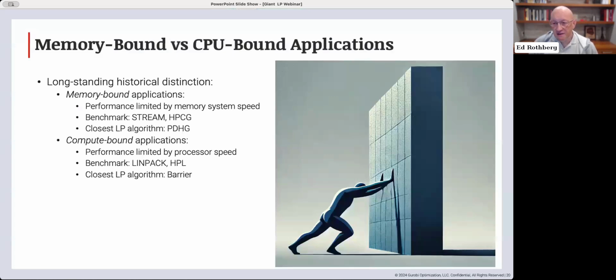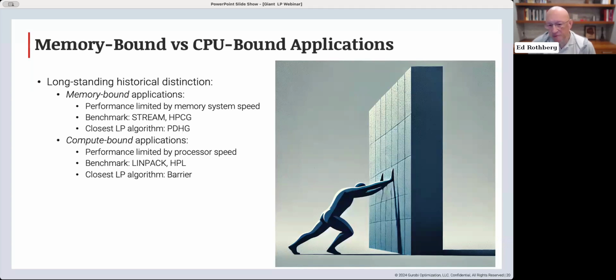All right, so these are abstract numbers. These are peak numbers. So what can we actually expect to see for LP? To look at this, we need to take a look back. If you ask what the performance is likely to be for a particular application on a particular machine, there's this long-standing historical distinction among applications.